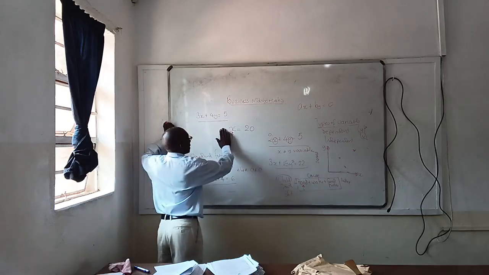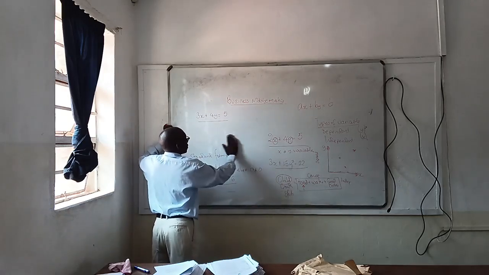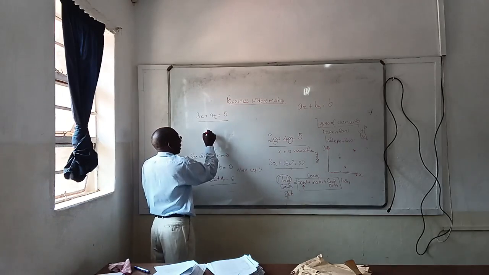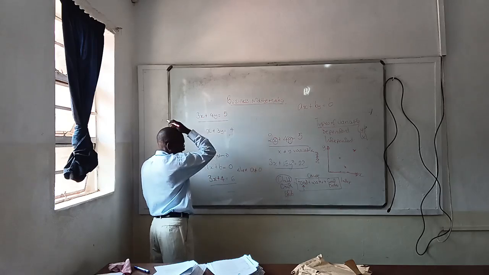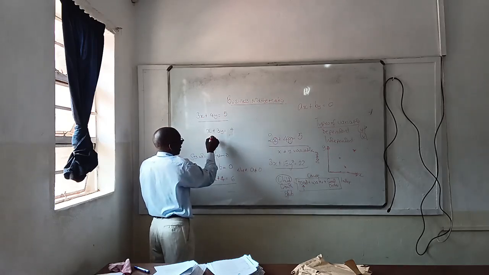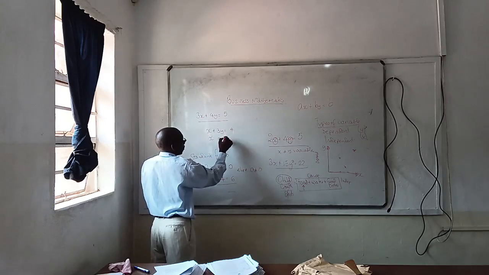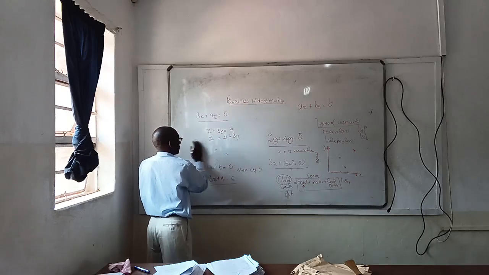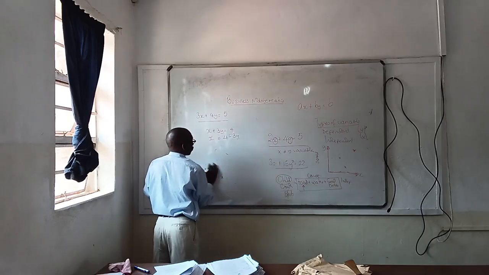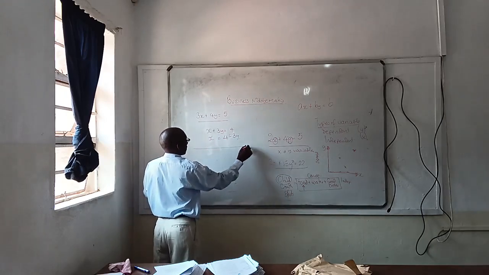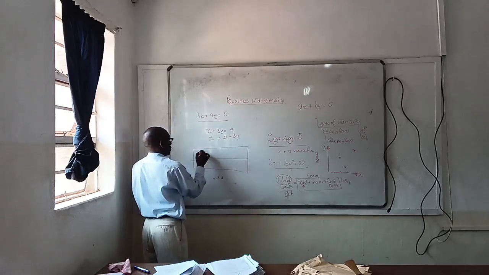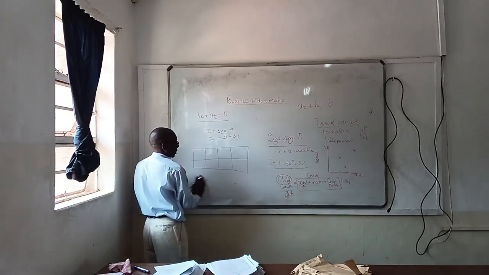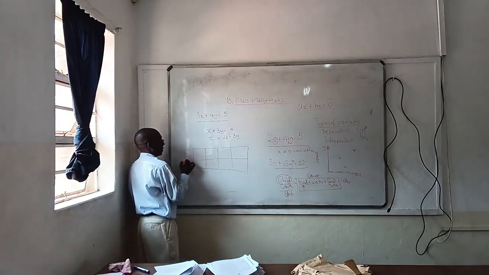Like, let's say this one, the linear equation: x plus 3y equals 4. So you can say x is equal to 4 minus 3y. Then what you can do is make a table of values, with x and y.